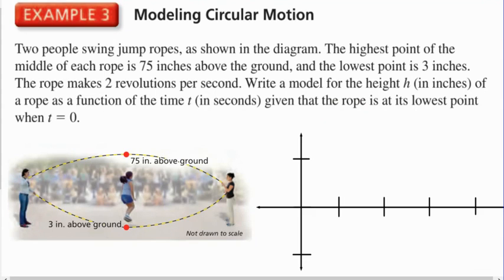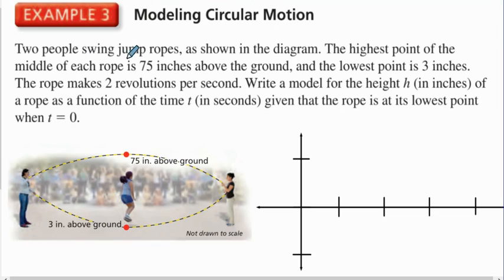Okay, so in this third example, we have modeling circular motion. If you've ever watched people play jump rope, whether it's 2 people turning ropes and then 1 person jumping in the middle, or 1 person holding onto their own rope, the rope goes up and down, up and down. And it's very repetitive like that, right? So this is a great use of a sinusoidal function.